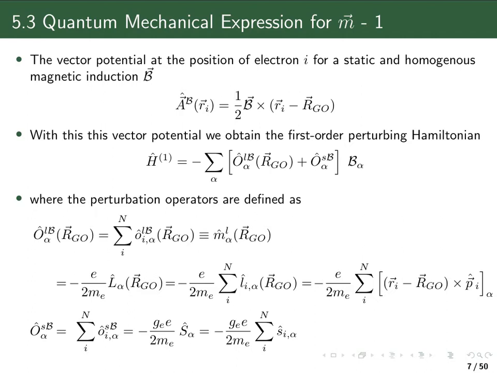So in chapter 2, we have discussed that the vector potential of a static, meaning time independent, and homogeneous, meaning in space constant, magnetic induction can be written like this. So the vector potential varies in space, but the magnetic induction is constant.